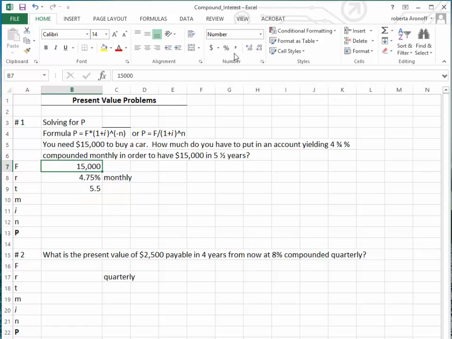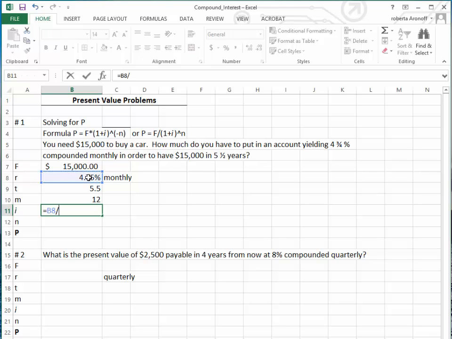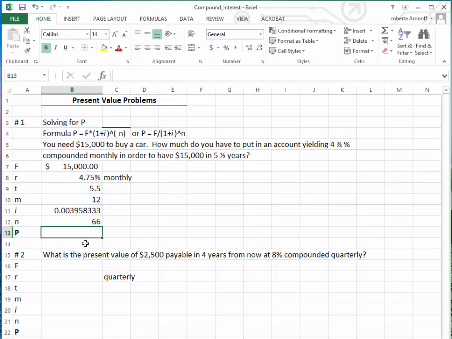The money can be changed where instead of going to just a number, we are going to accounting, so it's $15,000. Since it's compounded monthly, the number of periods per year is 12. Using the formula for i, which is the periodic interest rate, we take our 4 75/100%, divide that by the m. n is the total number of interest periods, so we take the m times the t, which tells us we have 66 interest periods.